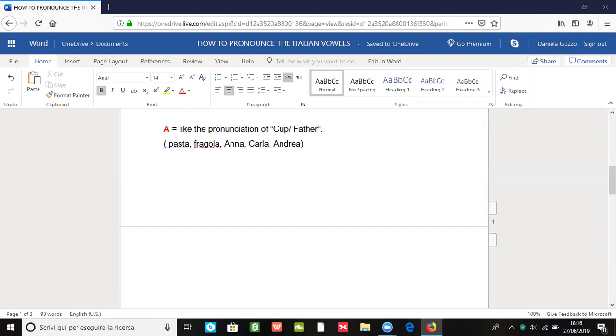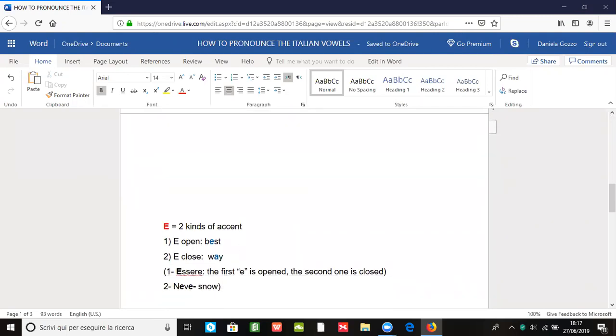So let's keep going on, and we have E. In English it is I, in Italian it is E. And there are two kinds of accent. The open E, like for example the word best, and the close E, like in the word way. So E, open, close.